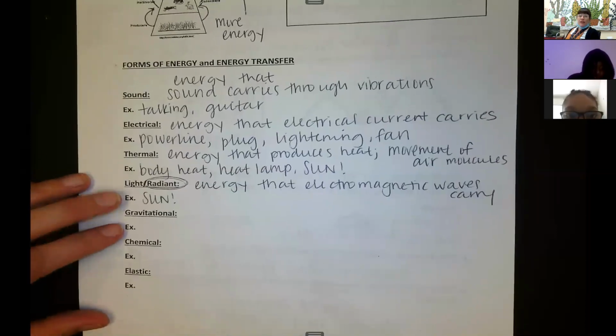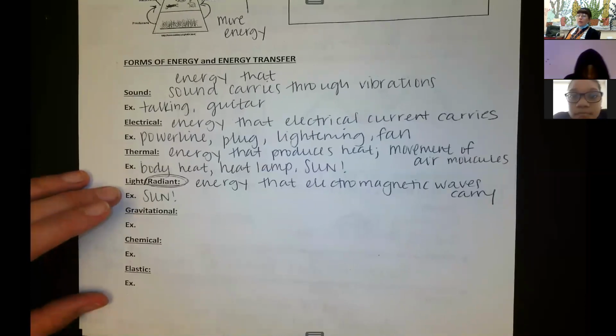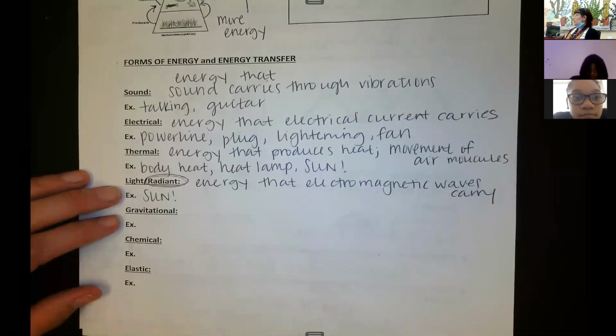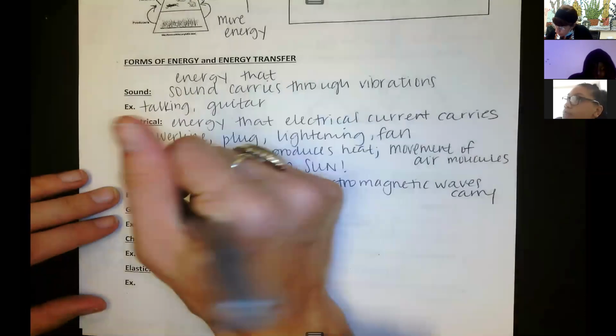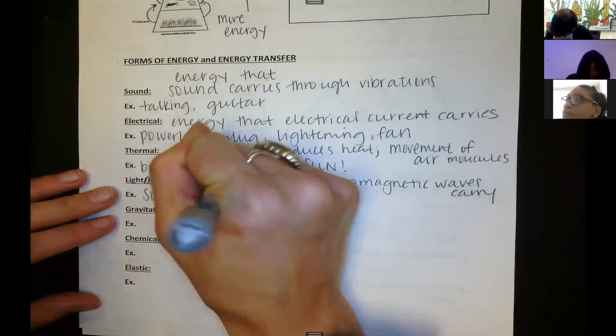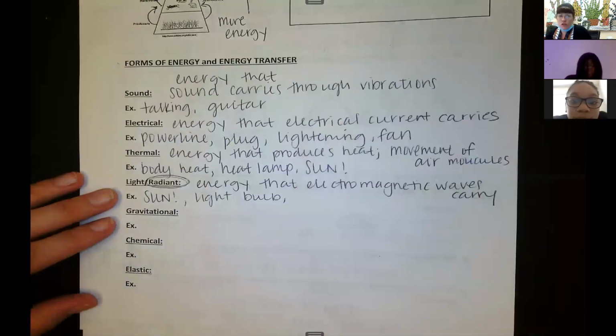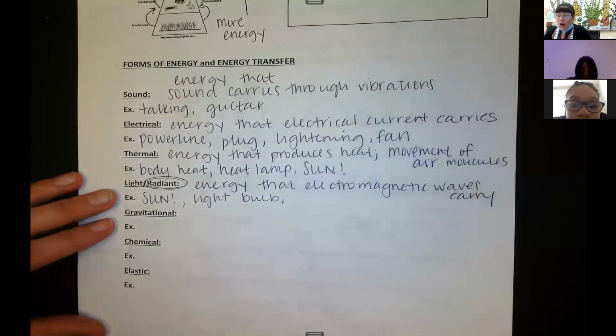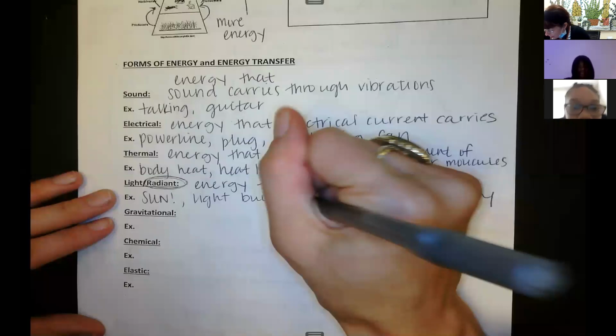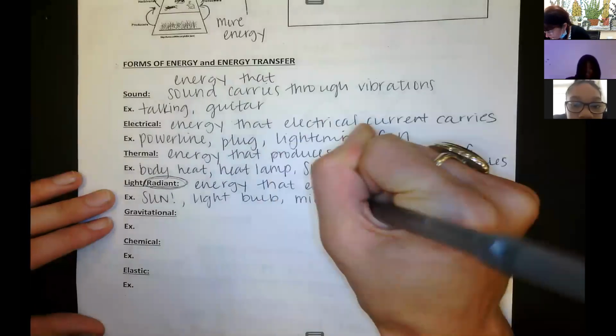So I've got the sun. And then what's another one? Ethan. A light bulb. Ariana. Oh, she said a microwave. Very good, because it even has that word wave in it. Very good.